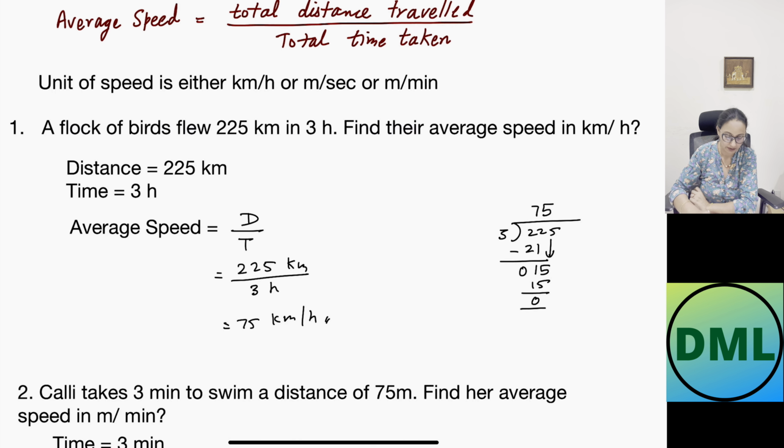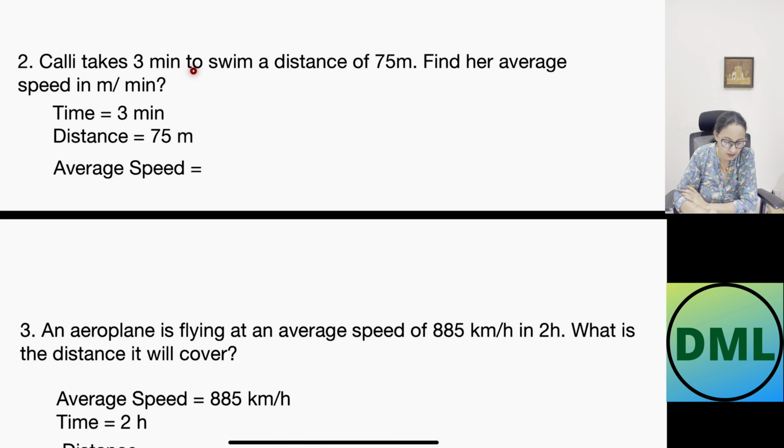Let's see the next question here. Calli takes 3 minutes to swim a distance of 75 meters. Find her average speed in meters per minute. 3 minutes, that means it is minutes. They have given you time. Time is 3 minutes. Distance they have given you 75 meters.